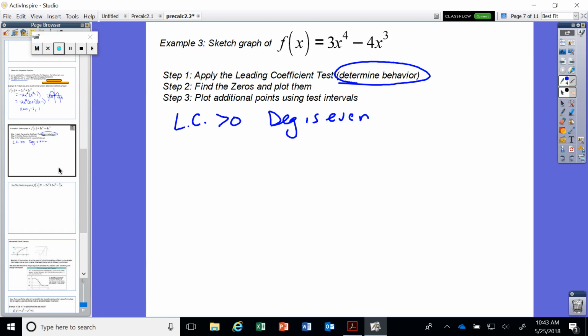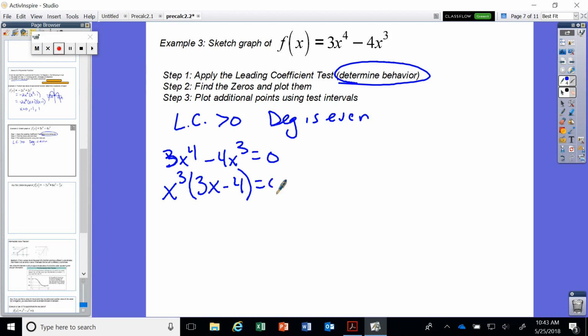That's probably going to be the easiest thing to plot first and foremost. So we have 3x to the fourth minus 4x cubed. Set that equal to 0. What's in common? Well, what I noticed is they have an x cubed in common in both of them, and so that brings us out to x cubed times 3x minus 4. So what does that give us? That gives us x equals 0 and x equals a positive 4/3 in this case.